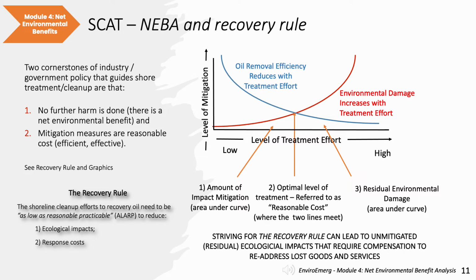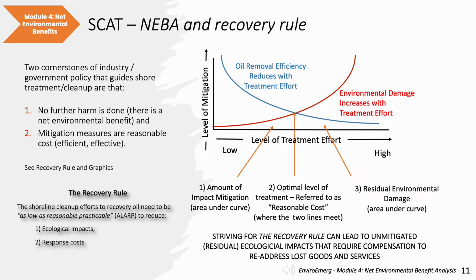When one goes to mechanical removal of oil or using heated water, the environmental damage can be much higher depending on the flora and fauna of the shoreline being treated. You're now at the right top part of the red line. So what is the optimal level of mitigation? An optimal level is where the mitigation efficiency, at a reasonable cost, intersects with the environmental damages, the net environmental benefit. This is the theoretical optimum. In practice, it's actually much coarser and more subjective to try to reach that level.